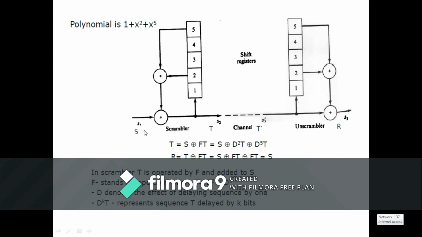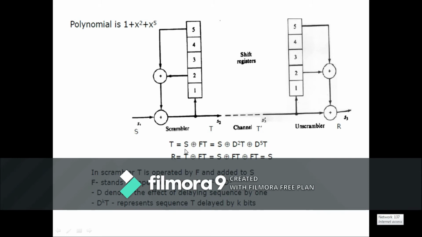This is the construction of the scrambler as well as the unscrambler. The data is put on the channel in an encrypted manner and is decrypted with the help of this unscrambler. With reference to the figure, T is the output of the scrambler, S is the input, T dash is the data put on the channel and received at the receiver side, and R is the received data.